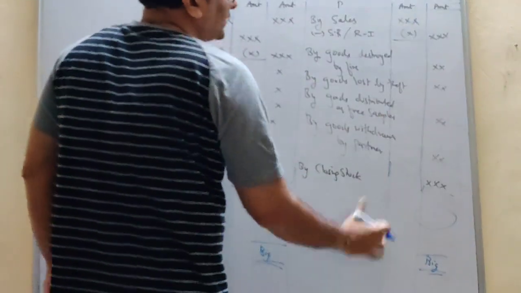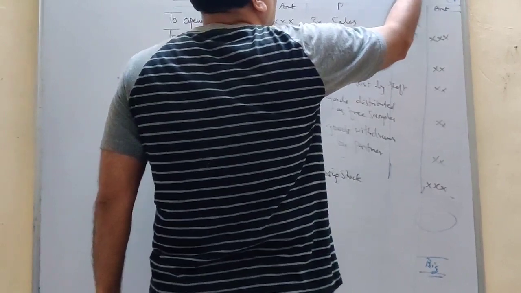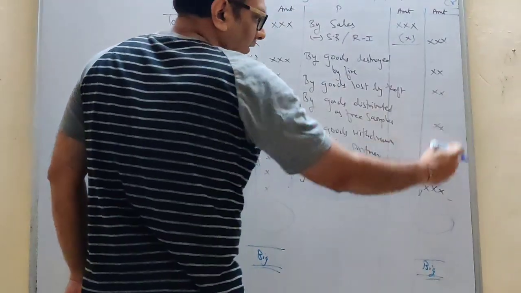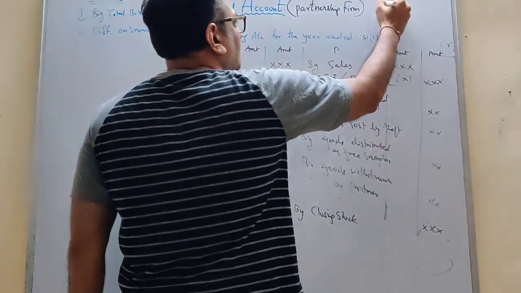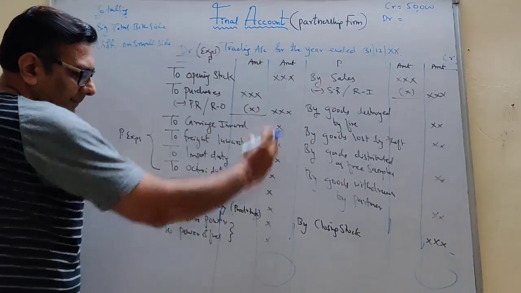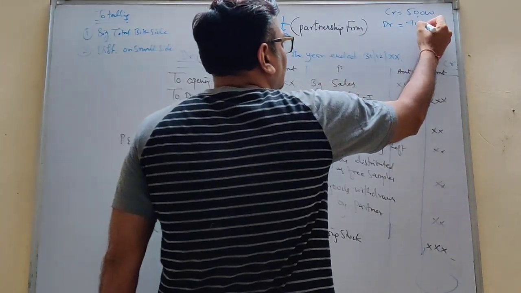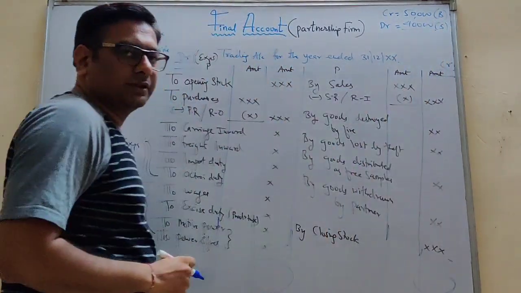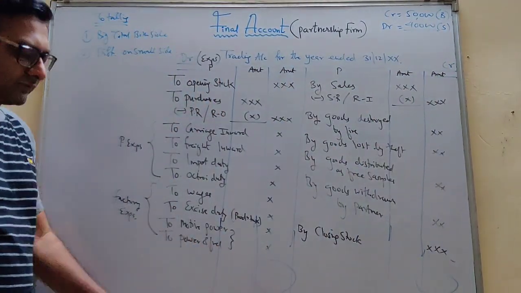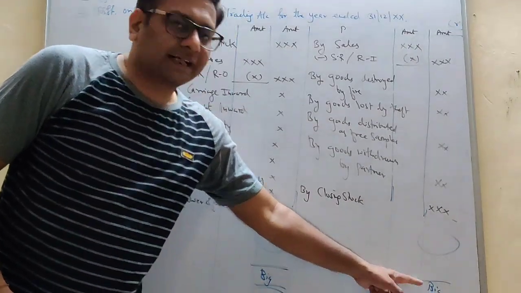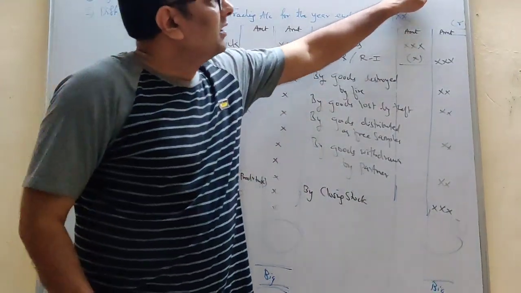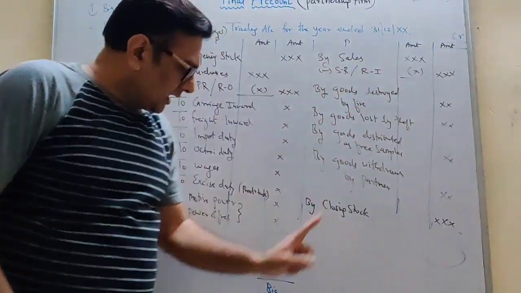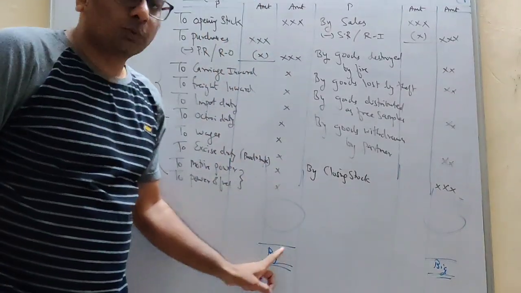Let's take one example. Suppose your credit side total is 50,000. Your total of credit side is 50,000. Your total of debit side is 40,000. Now, this is a big total, this is a small total. As I said, what is my rule of totaling? Big total both sides. So as per the rule, 50,000 is the big total. You will write 50,000 on both the sides.